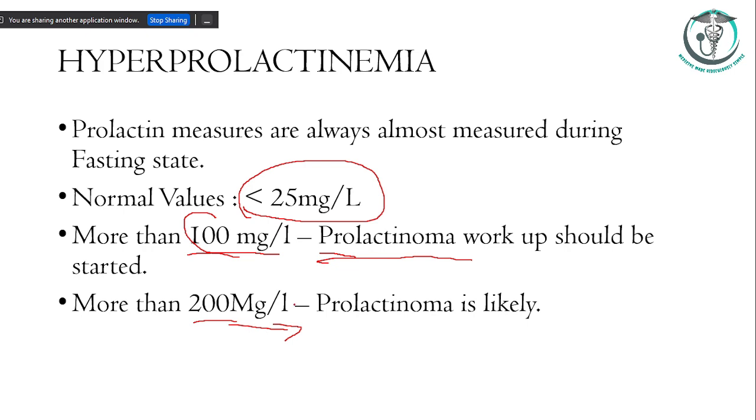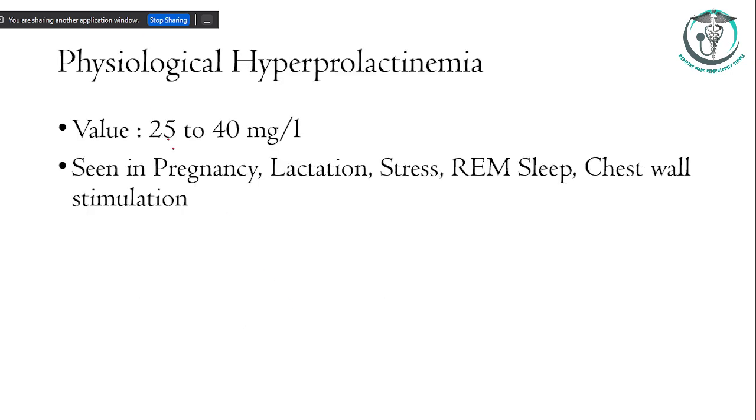Whenever prolactin levels are more than 200 milligrams per liter, it's a confirmation that you have a cancer, and that cancer is right there in the anterior pituitary gland, and it has affected the cells that produce prolactin. So they are producing prolactin in large numbers. Okay. Then there is what is known as physiological hyperprolactinemia, meaning physiological, meaning it's normal.